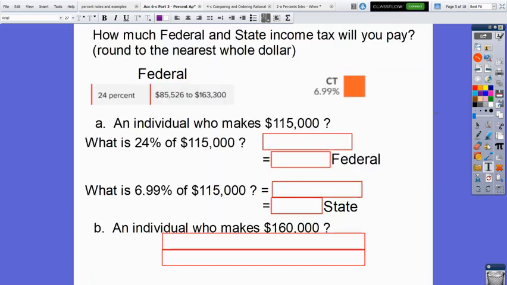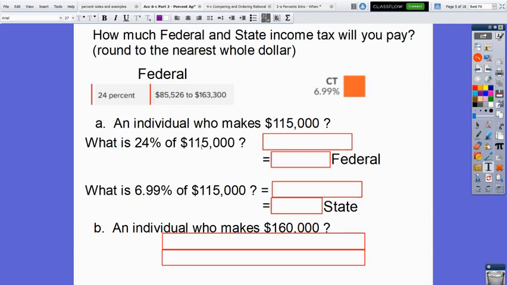All right, so calculations of income tax. Let's say you make $115,000 a year. How much federal income tax are you going to pay, and how much state income tax are you going to pay? Well, the federal percent for a person that makes $115,000 is 24% from that table. So the question is distilled down to the basic percent question. What is 24% of $115,000?